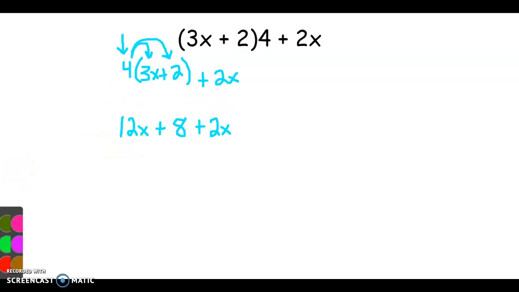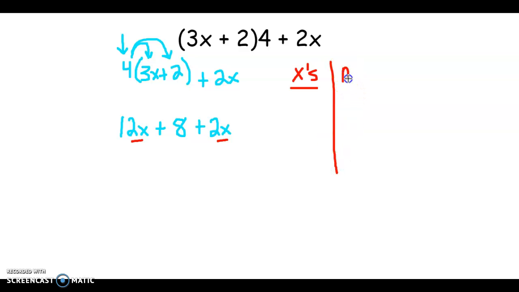It looks like I have some x's going on here and some x's going on here. So I'm going to go ahead and rewrite my columns of x's and no's over here to the side. And I'm going to write those terms right underneath the correct column. So under my x's, I have a 12x and I have a 2x. And under my no's, which just means no variable or a constant, I have a positive 8.